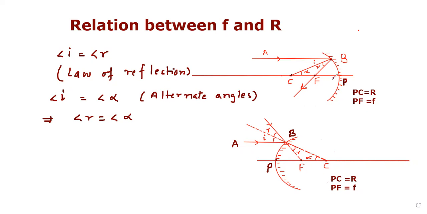So the sides opposite to these angles must be equal. So we can say that the side opposite to angle R, that is CF, must be equal to the side opposite to angle alpha, that is BF.